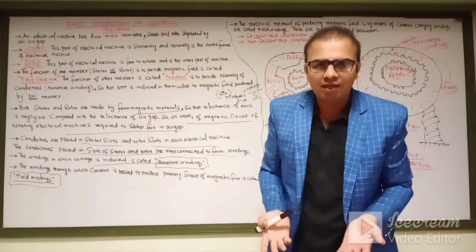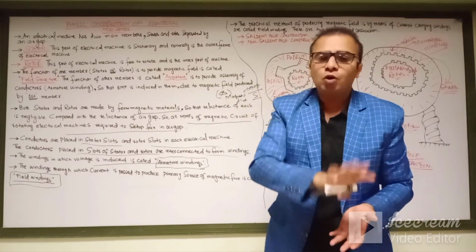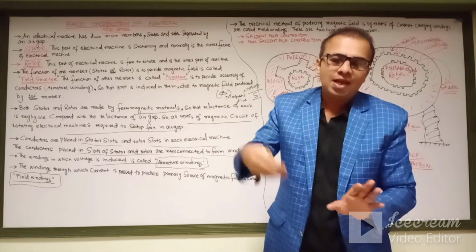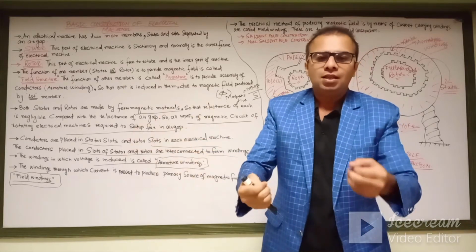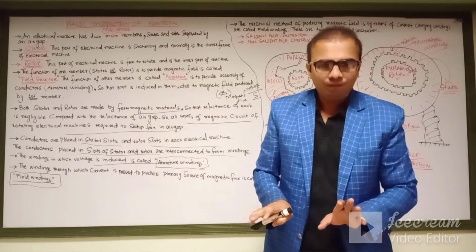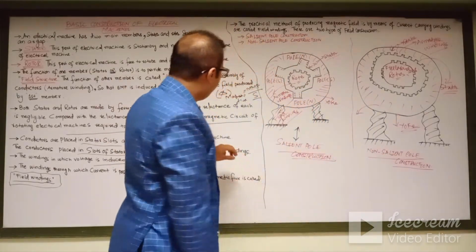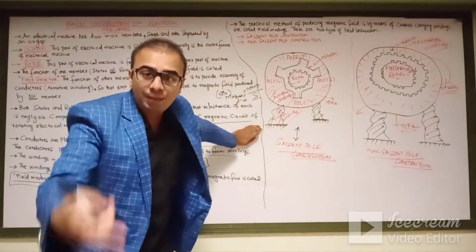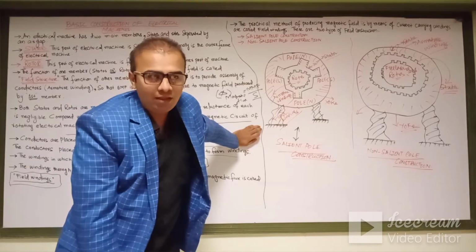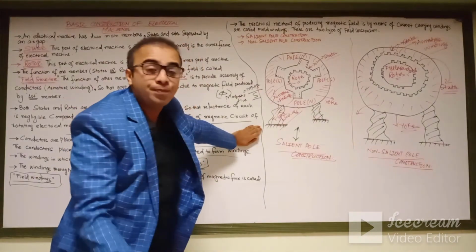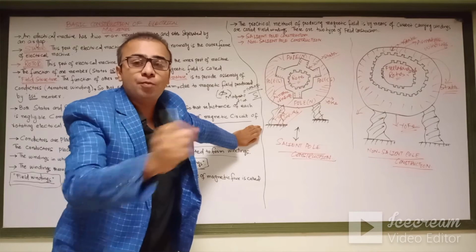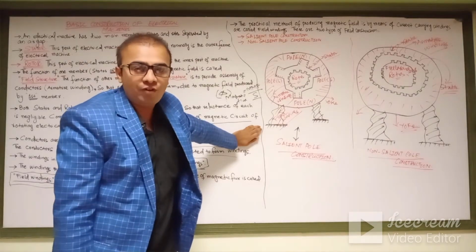In the case of motor action, the back EMF is produced in them, and in the case of generator action, the generated EMF is induced in them. So this was the theoretical idea of the two members, the stator and the rotor. Now coming towards the types of pole construction of any electrical machine.